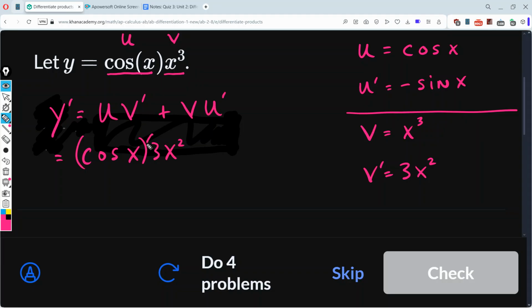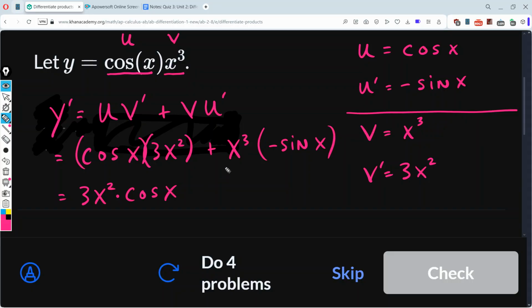All right, you can use more parentheses if you want. Plus, v is x to the third, and u prime is negative sine of x. All right, it's not multiple choice, so they should take it in this form. If you want to clean it up, we can put the 3x squared in front of the cosine. All right, 3x squared times cosine of x. And here we have a negative sign.